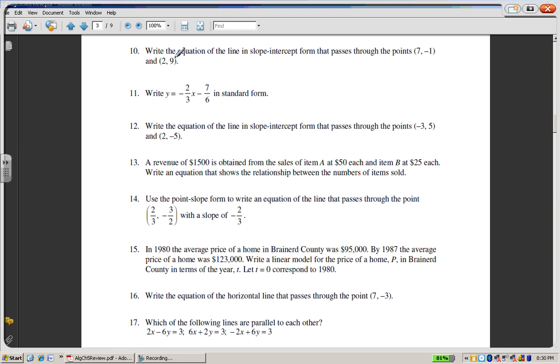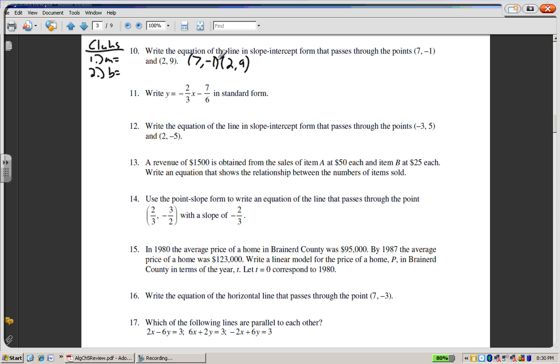All right. Write the equation of the line in slope-intercept form that passes through the points (7, -1) and (2, 9). Well, I'm going to copy these points again and do the non-traditional slope formula. You've got to think, our clues: first we want the slope, second we want the y-intercept.